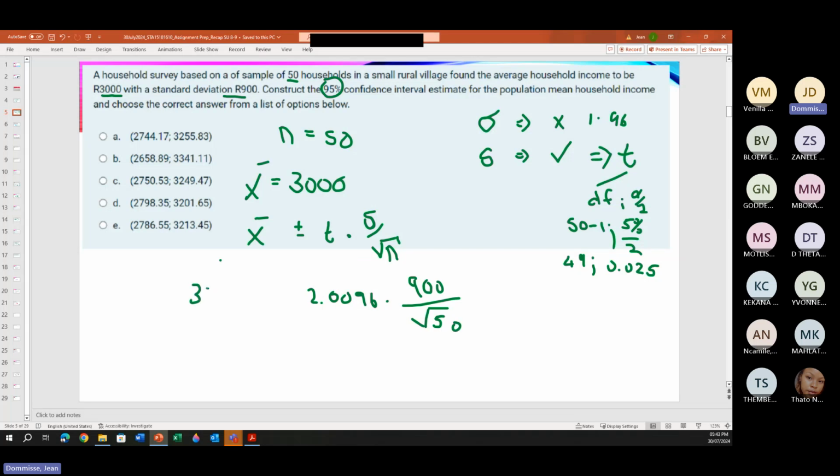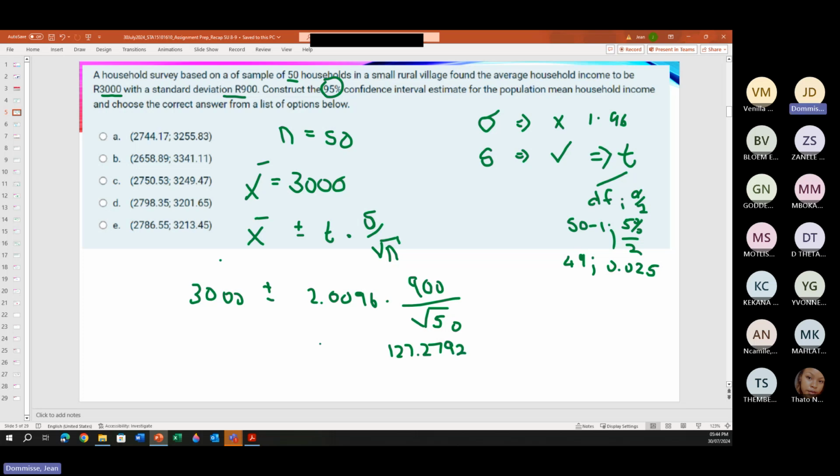Okay, so we've got the x̄ is 3,000 plus minus the t of 2.0096 times 900, because that was the standard deviation, divided by the square root of the sample of 50. Let's check 900 divided by the square root of 50. Sure, I get 127.2792.